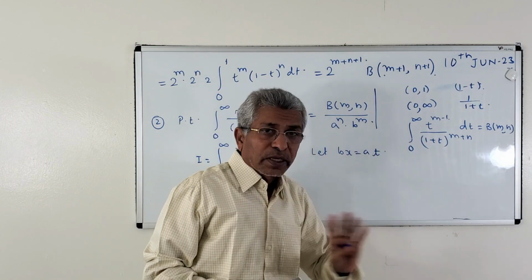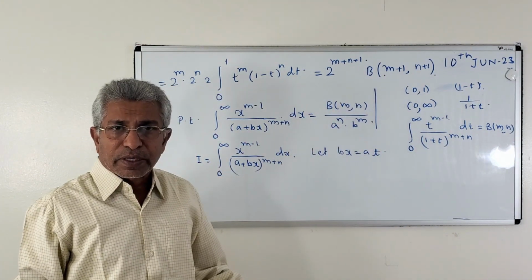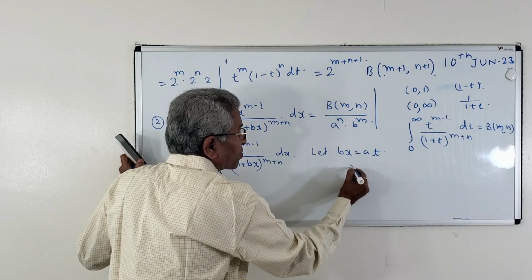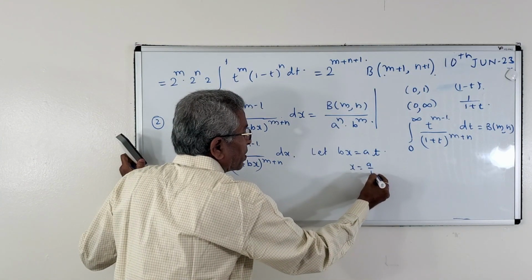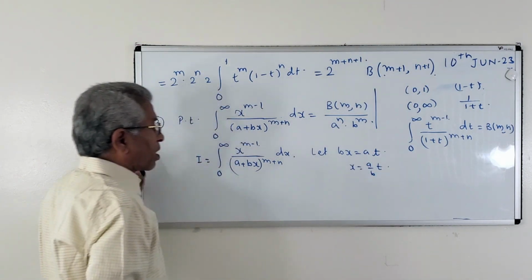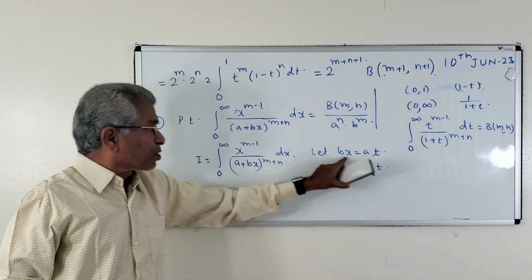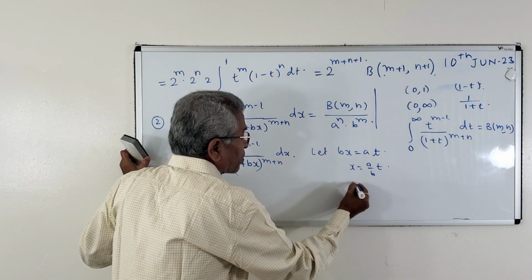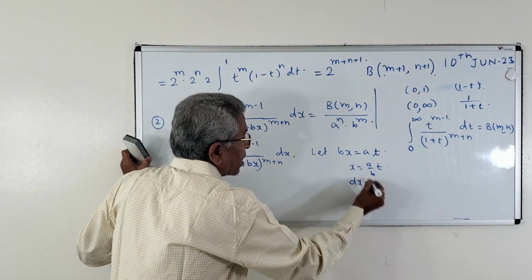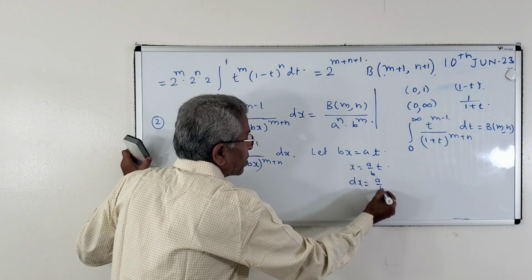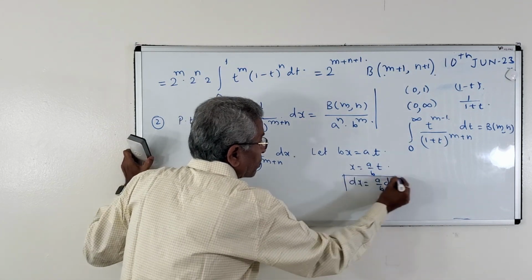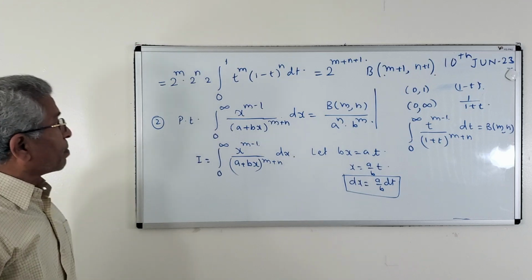Ignore the powers and decide the substitution. Now, as bx is equal to at, x will be a by b into t. Find the value of the variable. After substitution, decide the variable so that you can find the differential of this x as dx, a by b, and what is the differential of t? dt. So we got this value. That is the value of dx.